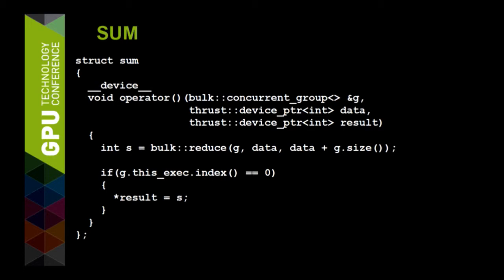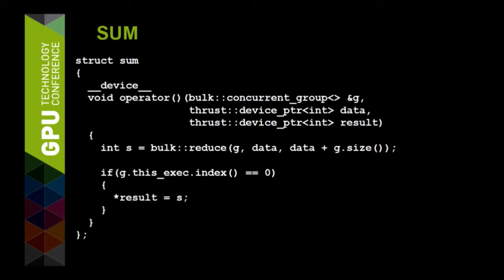And then I check my agent's index. If I'm the first agent, I'll write the result. If I'm anyone else, I won't do anything. That's exactly how things work today in CUDA. If we're thread 0 in the thread block, we get all the crap work to do at the end.